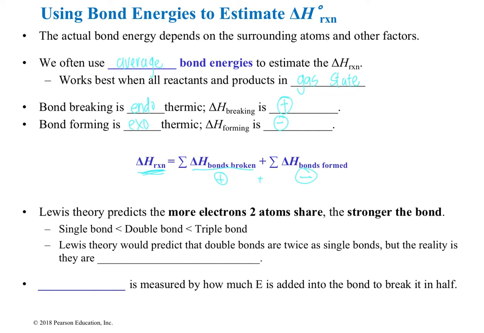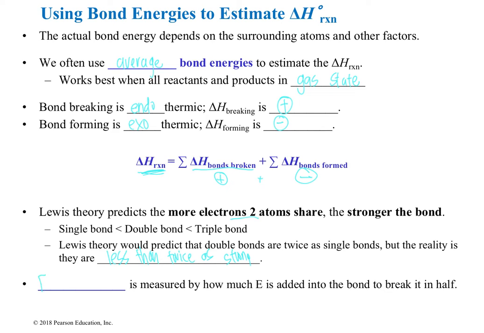It'll help us predict. Again, more electrons that are shared, the stronger the bond. So we would think that, if we share 2 electrons to have a single bond, it should be about half as strong as sharing 4 electrons. But what actually happens is a double bond is less than twice as strong. So we're going to need a different theory to help us to understand what's going on here.